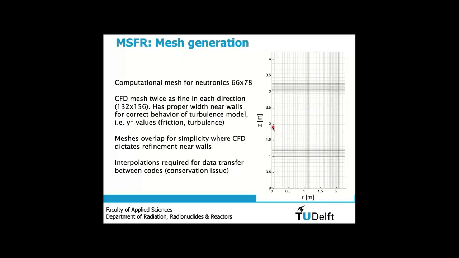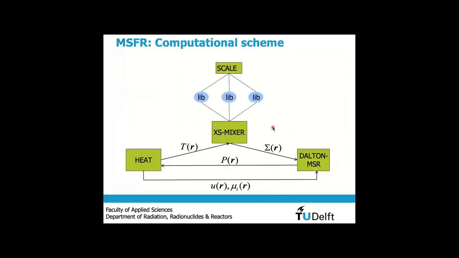Again, we did a coupling here of computational fluid dynamics and neutronics. In this case, it was diffusion. So again, those two types of physics, a very general coupling scheme. Again, this Dalton MSR, which I already mentioned before, which is maybe a bit of a different version though, which can handle the MSFR pool type geometry.